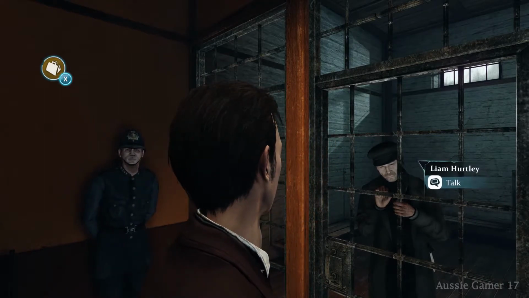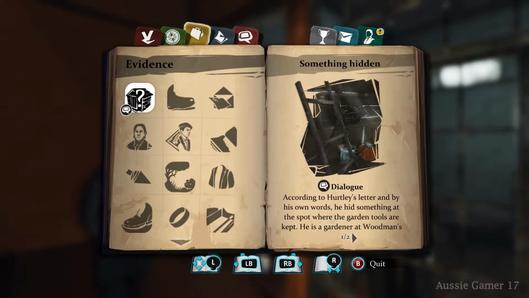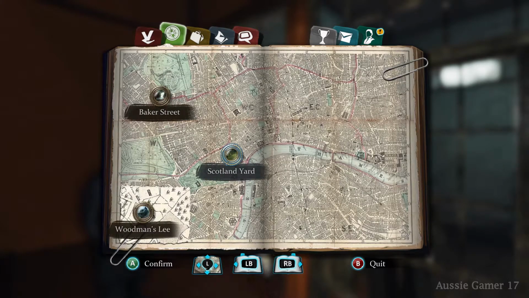Alright, so that Hurtley's a slippery customer, isn't he? But we know now that we need to go and examine where he keeps his tools. So back to the murder scene once again.